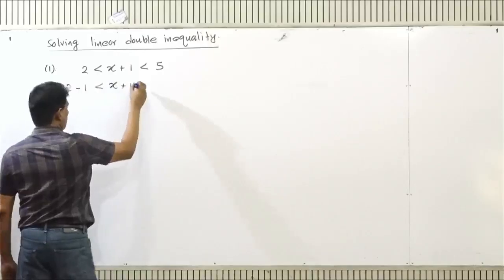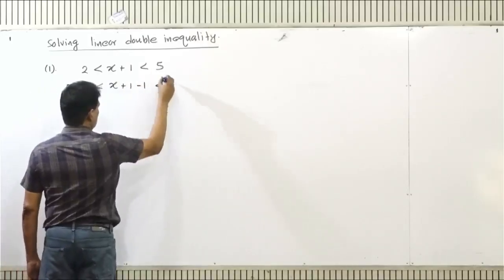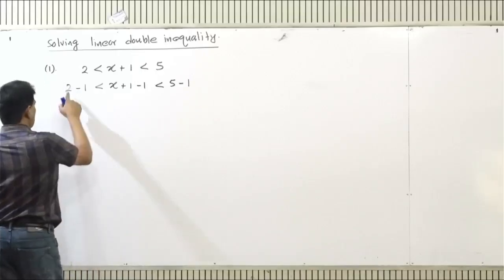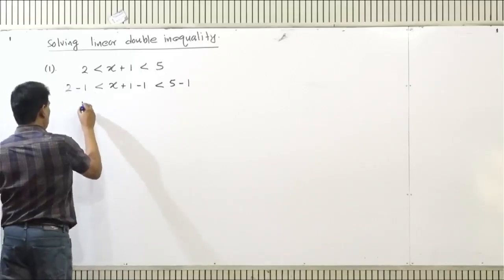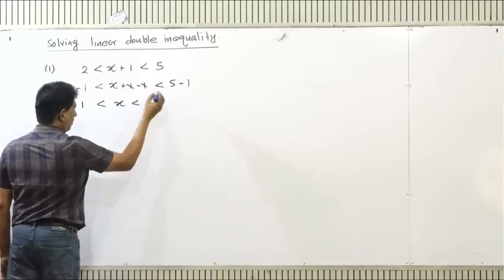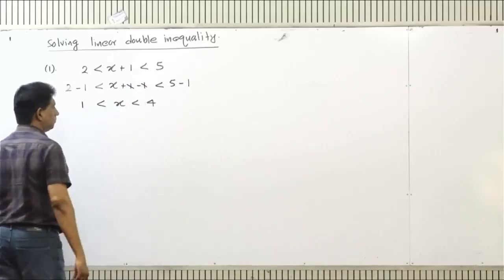Here x plus 1, no, we have to subtract 1. Here 5, we have to subtract 1. 2 minus 1 means 1, no. Here x. 5 minus 1 means 4.